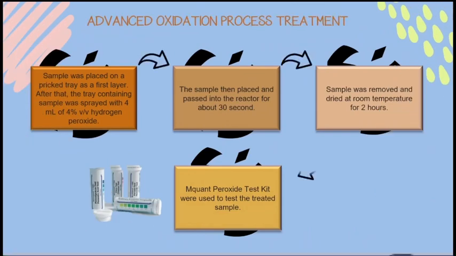Another method for inactivation of Salmonella and Listeria monocytogenes on low moisture food is by using Advanced Oxidation Process treatment. 4 ml of 4% hydrogen peroxide were used to treat the low moisture food, then dried for 2 hours. A peroxide test kit was used in this method to test the treated sample.